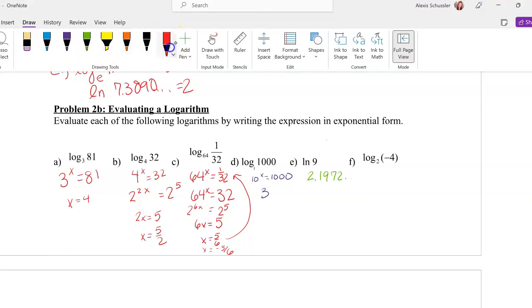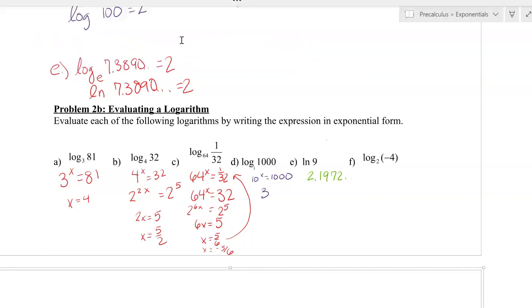And then finally, log base 2 of -4. That is different because we haven't seen a log base of a negative, and the reason why is that's going to be undefined, because we can't take the log of a negative. It doesn't exist. It's a bad day.